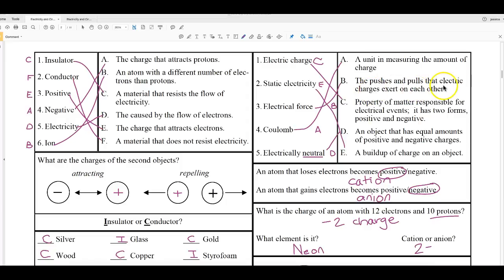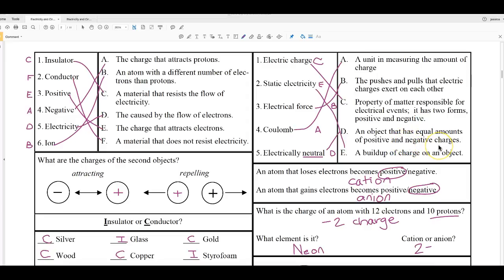The pushes and pulls that electric charges exert on each other, electrical force. I know that because a push or a pull is a force, and so that was kind of a giveaway to me, and may have been familiar to you because you studied pushes and pulls and forces last year in 8th grade, I believe, and then definitely in elementary as well. My daughter's in 4th grade and they're going over Newton's laws, so it's really interesting how you keep seeing the same topics over and over again, and hopefully they're becoming a little more difficult as you go through the years. If they're not, ask for more.